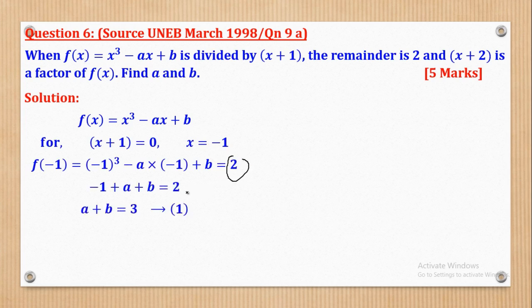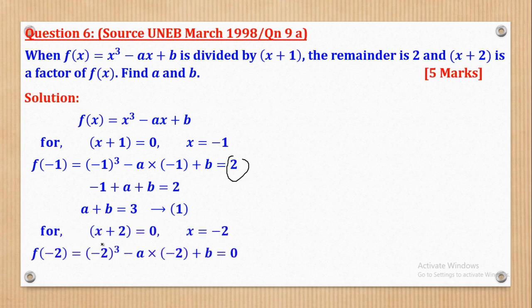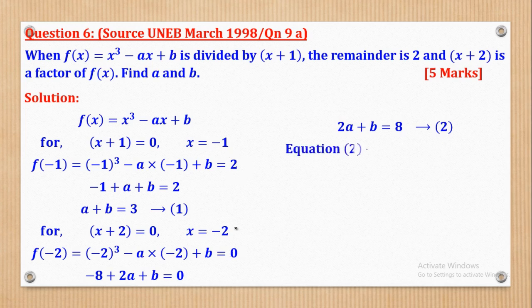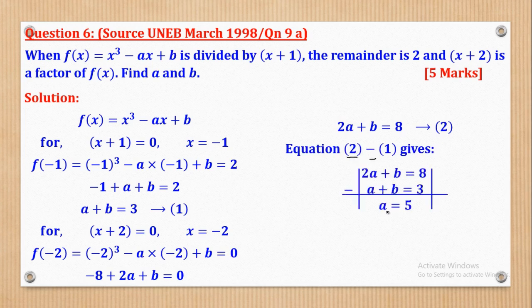Therefore, I'll come up with equation 1 as that. Then for x plus 2, come and substitute to get f negative 2. The remainder is 0. Simplify, and that will be equation 2. So those are two equations, two unknowns. I'll have to solve them. So equation 2 minus equation 1 will give me a equal to 5. Then from equation 1, b will be equal to negative 2.